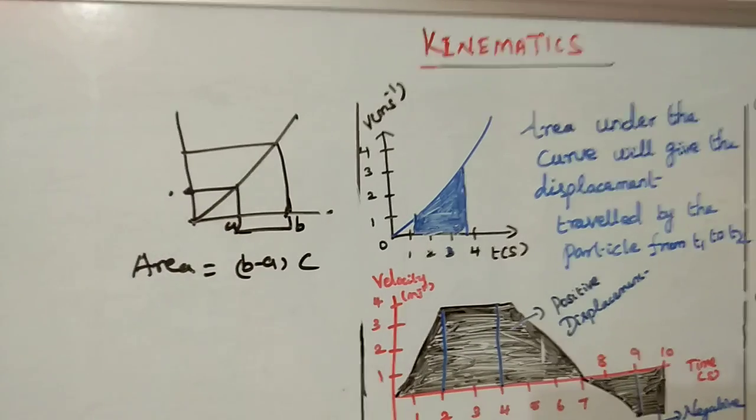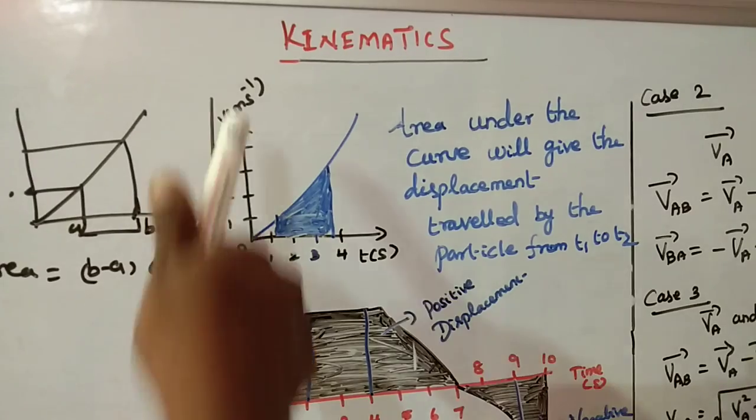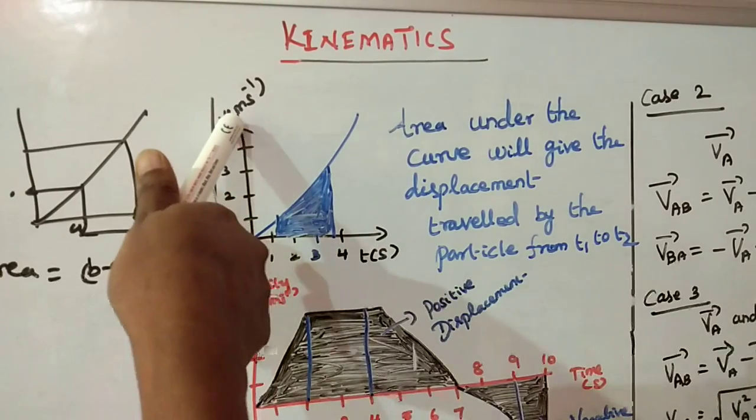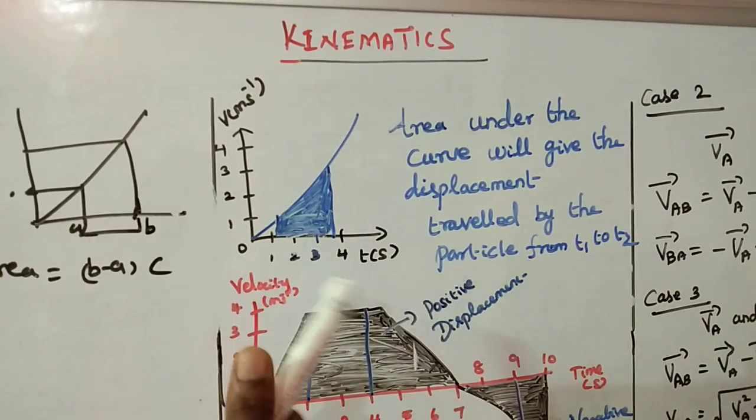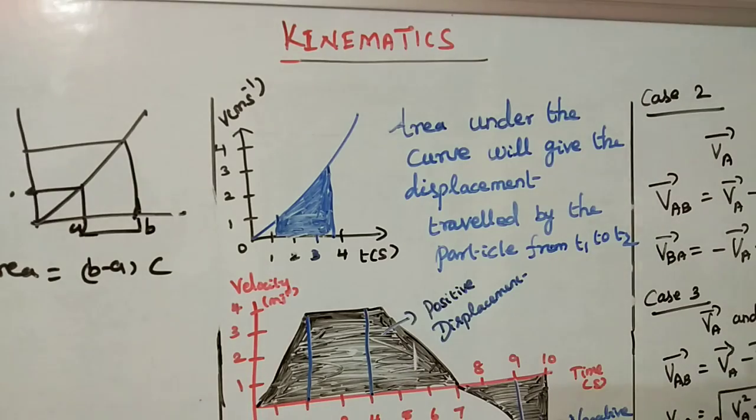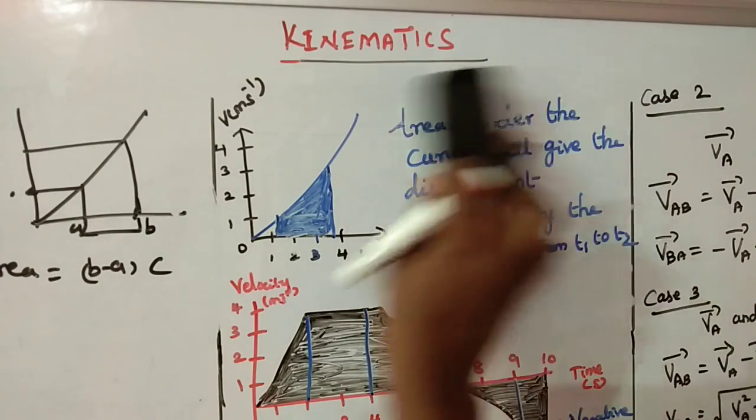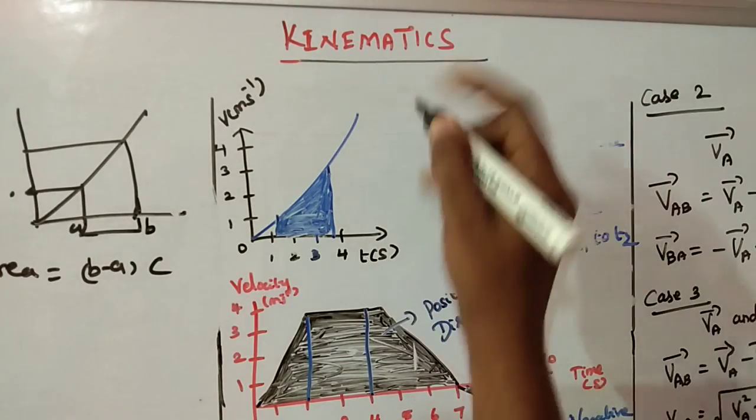So like this, the velocity time graph will give the displacement. Velocity equals displacement by time.